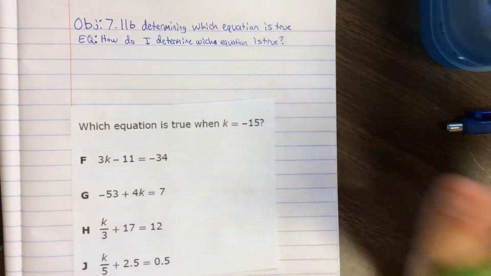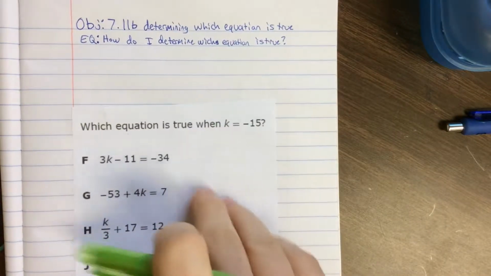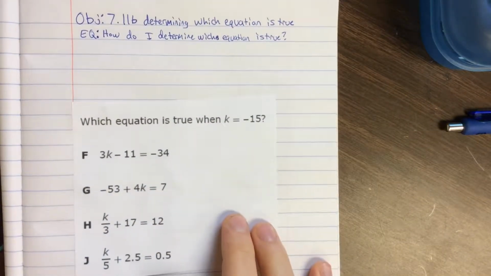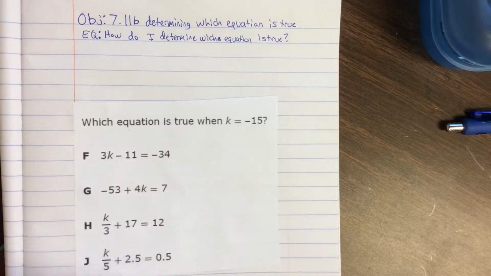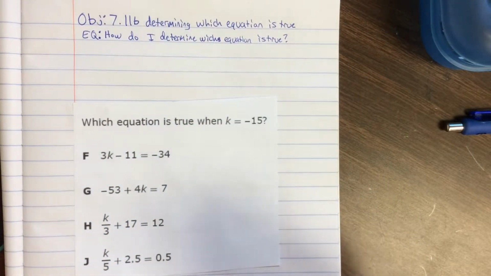This is on objective 7.11b. This is determining which equation is true. So the essential question is, how do I determine which equation is true? I need you to go ahead and write these two things down, and write the question and answer choices down too. If you want to write the answer choices as we go, that's fine. Just make sure all of this gets written down, okay?